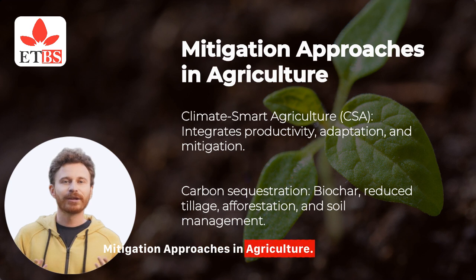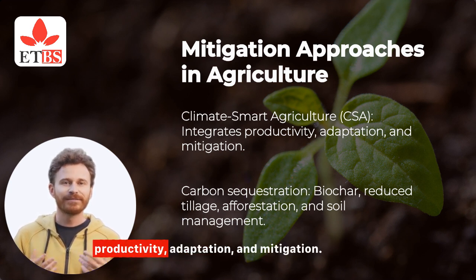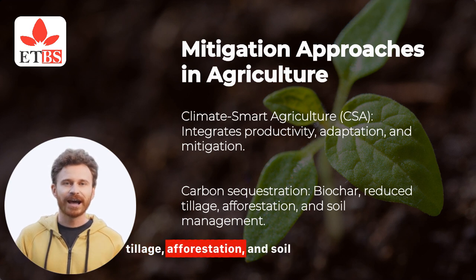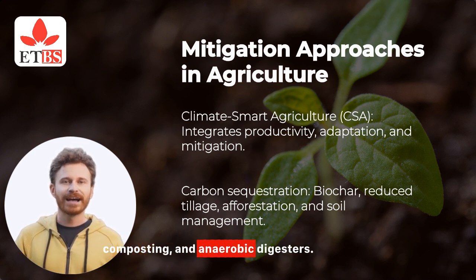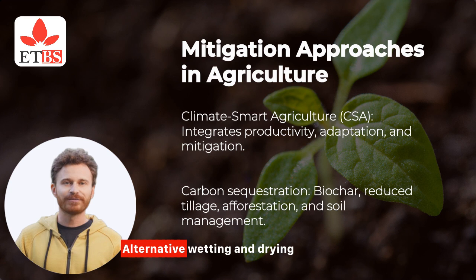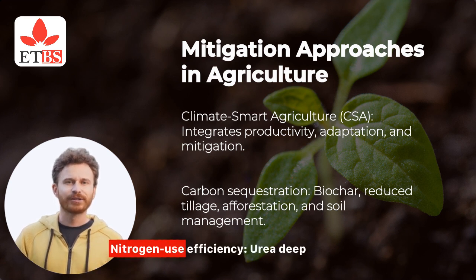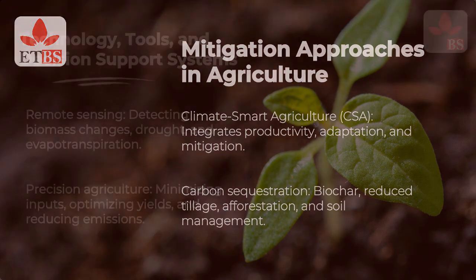Mitigation approaches in agriculture. Climate-smart agriculture, CSA, integrates productivity, adaptation, and mitigation. Carbon sequestration, biochar, reduced tillage, afforestation, and soil management. Manure management, biogas systems, composting, and anaerobic digesters. Alternate wetting and drying, AWD, in rice cultivation. Nitrogen use efficiency, urea deep placement, UDP, nitrification inhibitors.